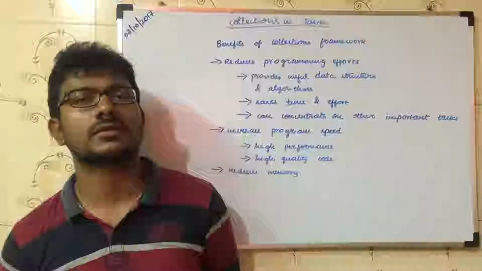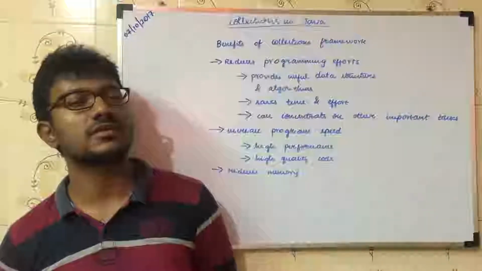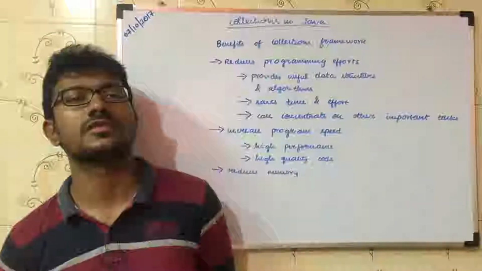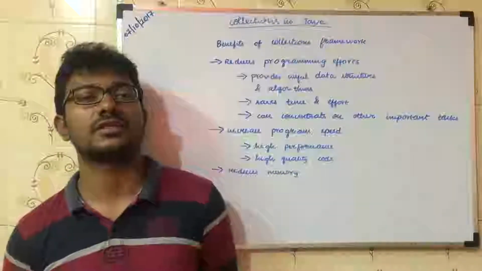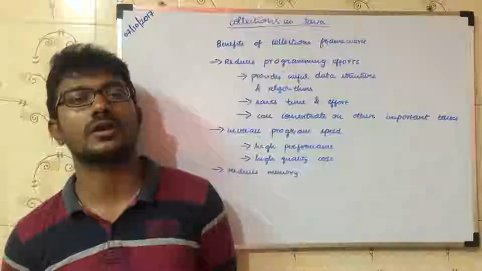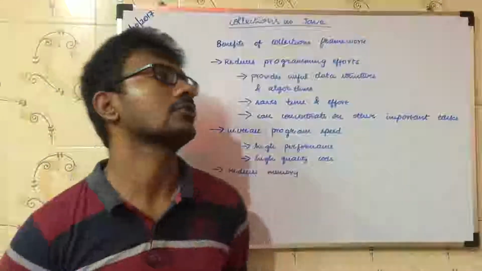It means the programmers can concentrate on other important tasks. So they can reuse this code, reuse these functionalities, and they can concentrate on the high-hanging fruits instead of concentrating on low-hanging fruits. And then it increases the program speed.